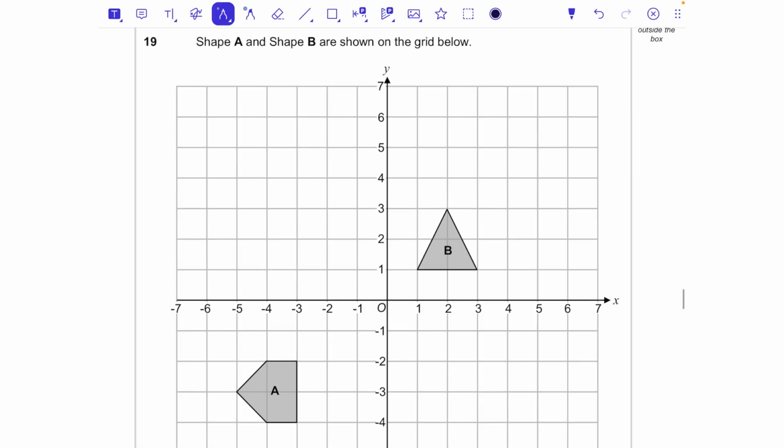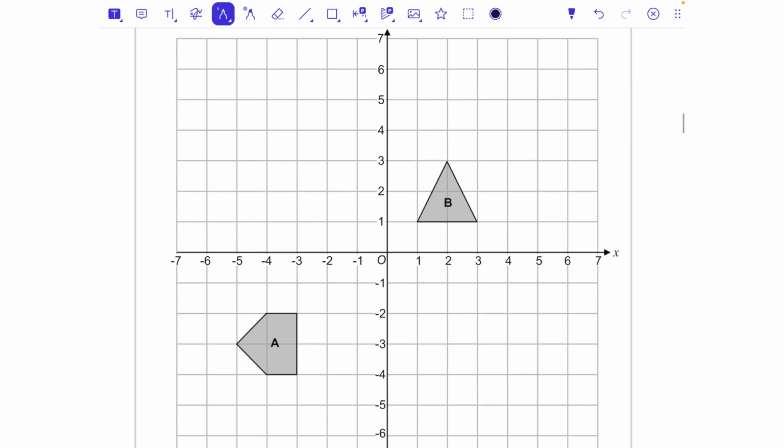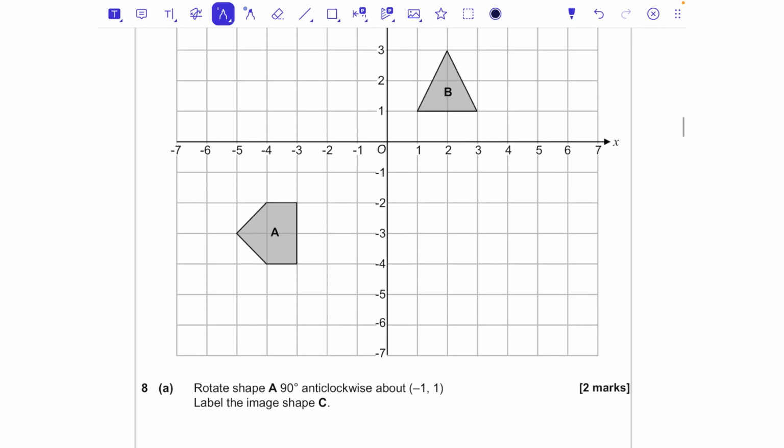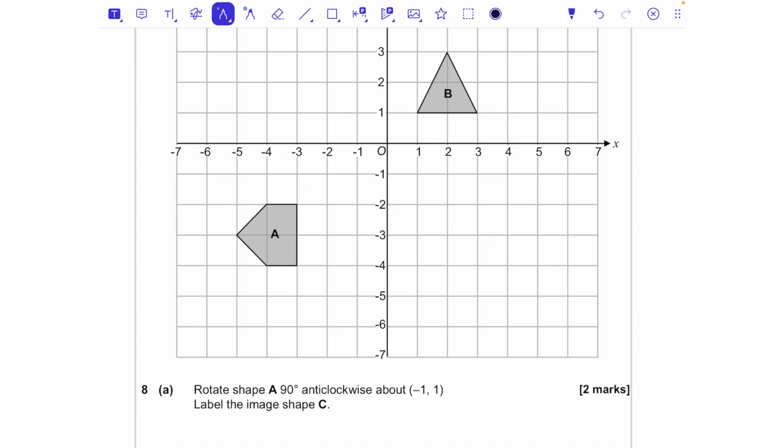Question number 19. Shape A and shape B are shown on the grid below. Rotate shape A 90 degrees anti-clockwise about -1, 1. Minus 1, 1 is here. If I'm going to go 90 degrees anti-clockwise, then we're going in the opposite direction to a clock. So we're going to go this way here.